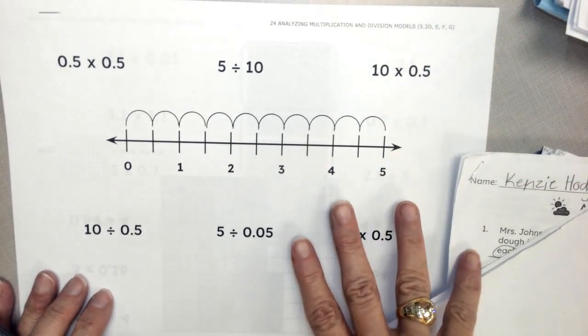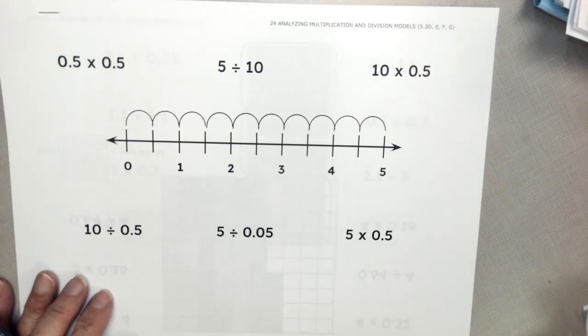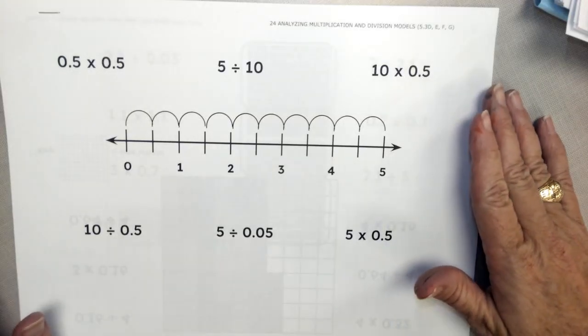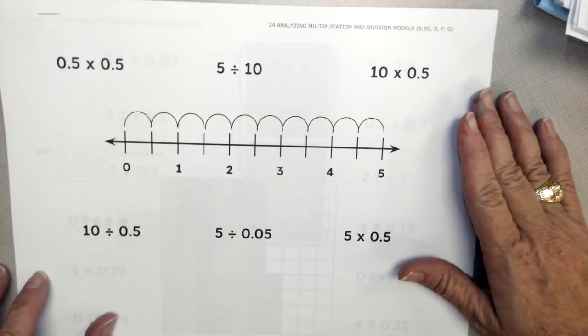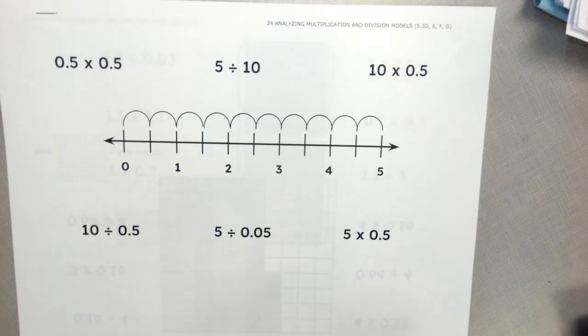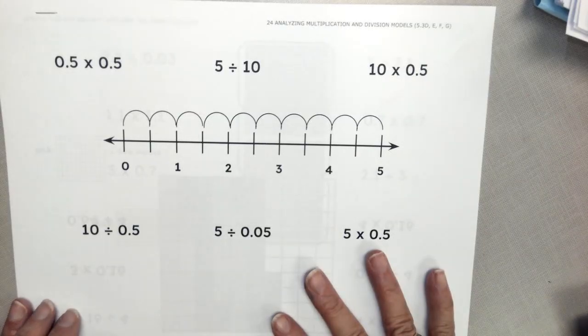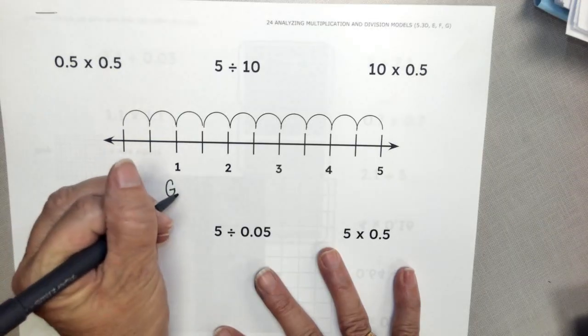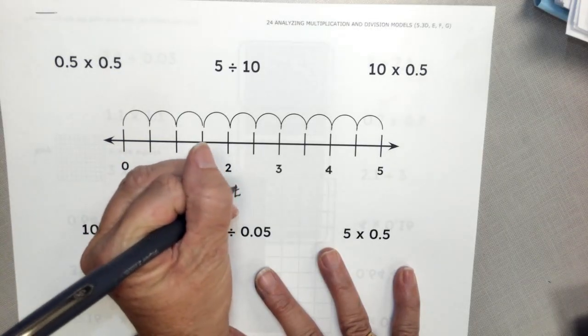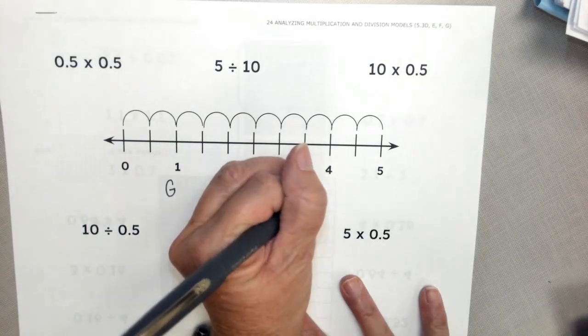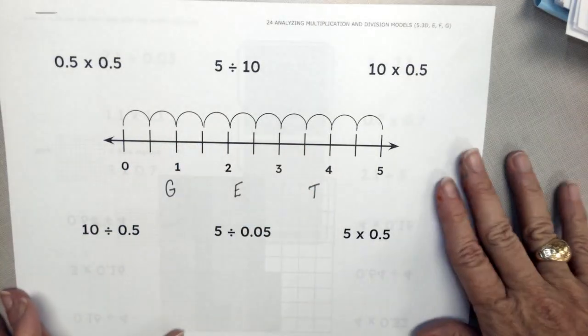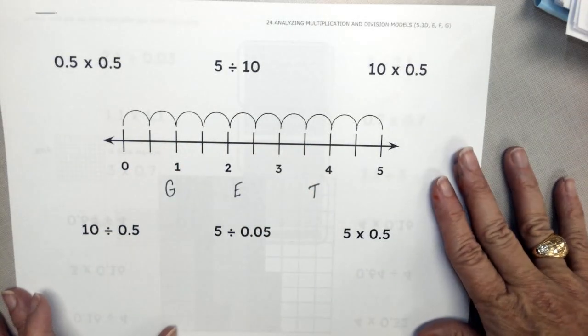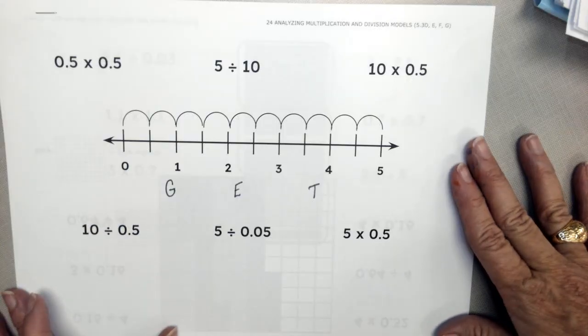Alright, so this is the practice that you're going to be doing independently while I'm working with a small group on the floor. And so just a couple of pieces of information that you're going to want to know. Yesterday we used a strategy called GET, which stands for groups, how many in each, and then of course our total. And so I would expect you to use that strategy on every page.